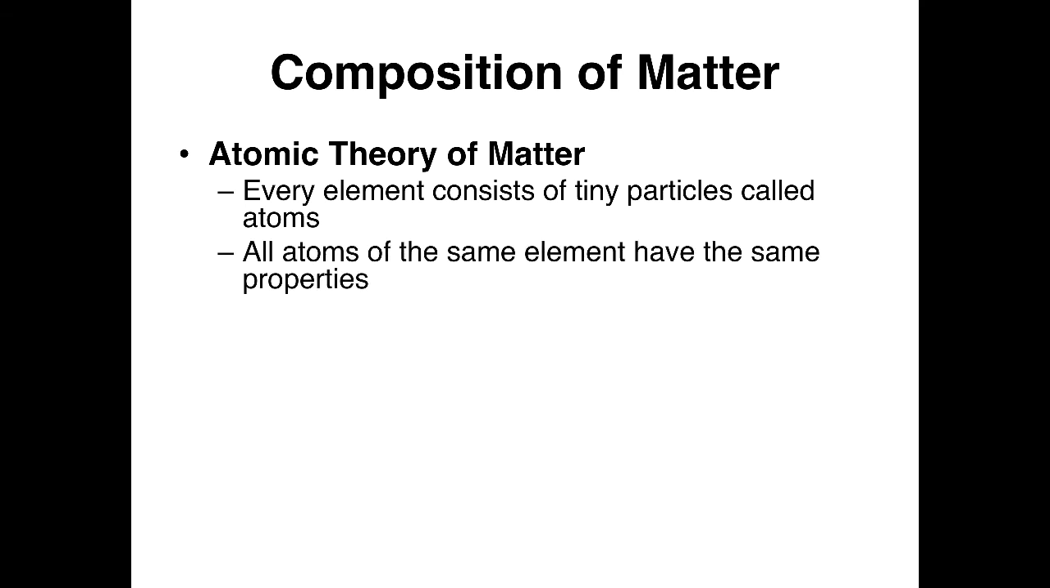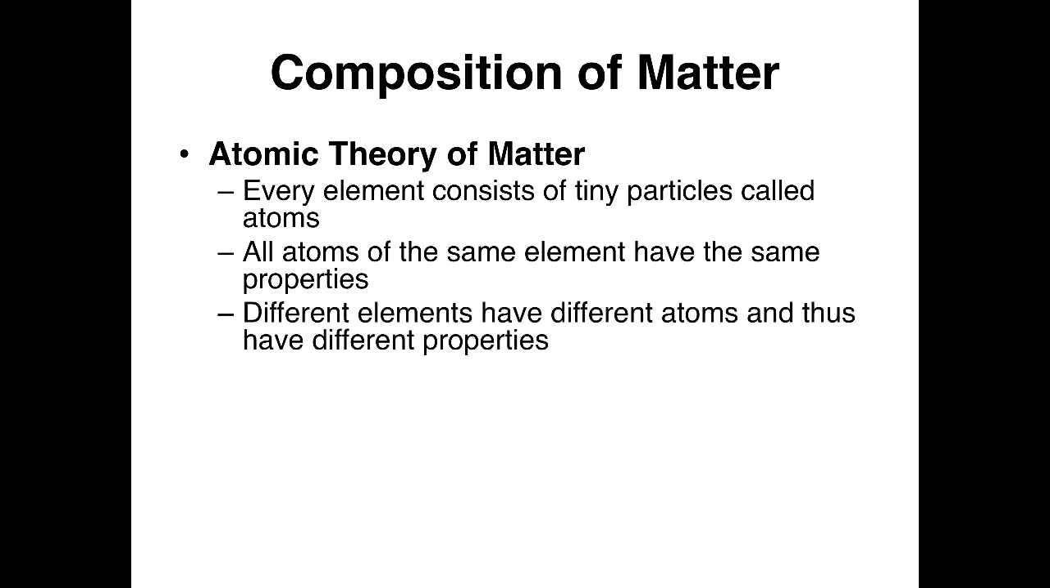The atoms of any particular element all have identical properties, so all the atoms in an element are exactly the same. Now, different elements have different atoms, and these atoms are different from each other. So, for example, if you're talking about hydrogen gas and elemental iodine, the atoms in hydrogen gas are significantly different from the atoms in elemental iodine. And these two different substances have different properties.